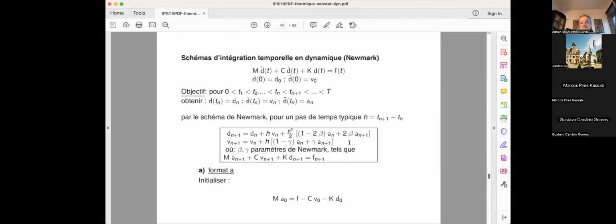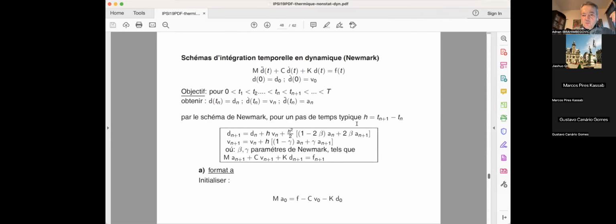But typically, in the spirit of choosing beta and gamma, you can have a couple of different formats for how you actually compute these equations. First, what I call format A. You recall that the alpha method for heat transfer also had two different formats, either compute v or compute d. That's similar here: either compute a or compute d.